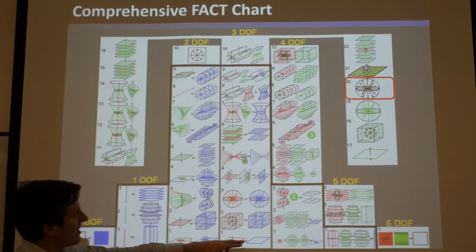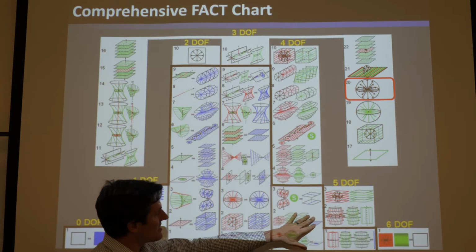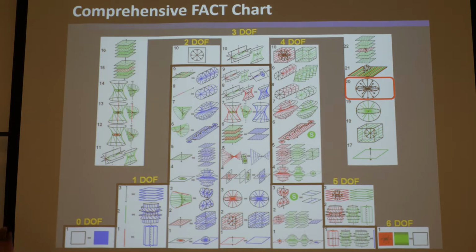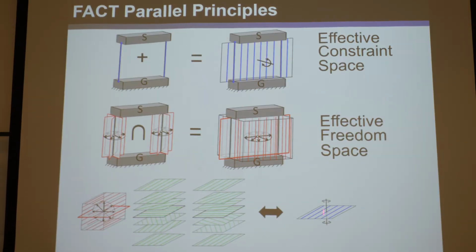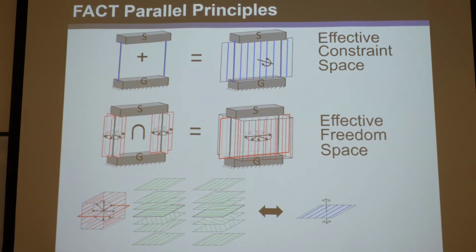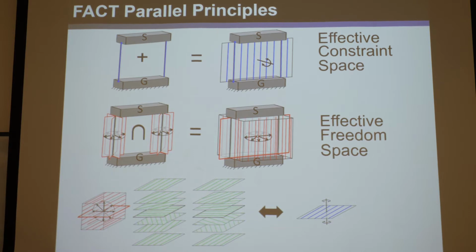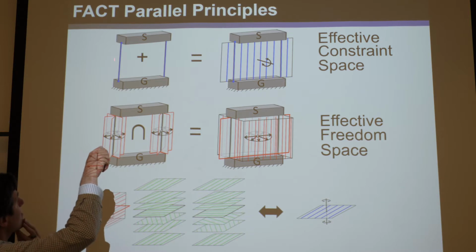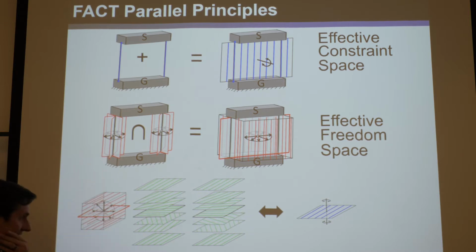So right here, that's the fact chart. It doesn't show the pure moment in there because I've gotten rid of pure moments, but there's a pure moment on there. So hopefully I've convinced you that the constraint space of this is this, and the freedom space of this is this, and the constraint space of a single wire is that, and the freedom space of this is that.